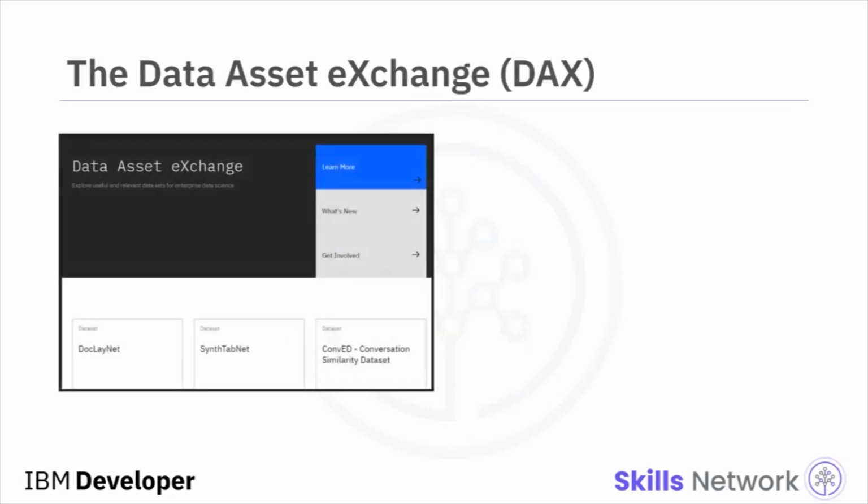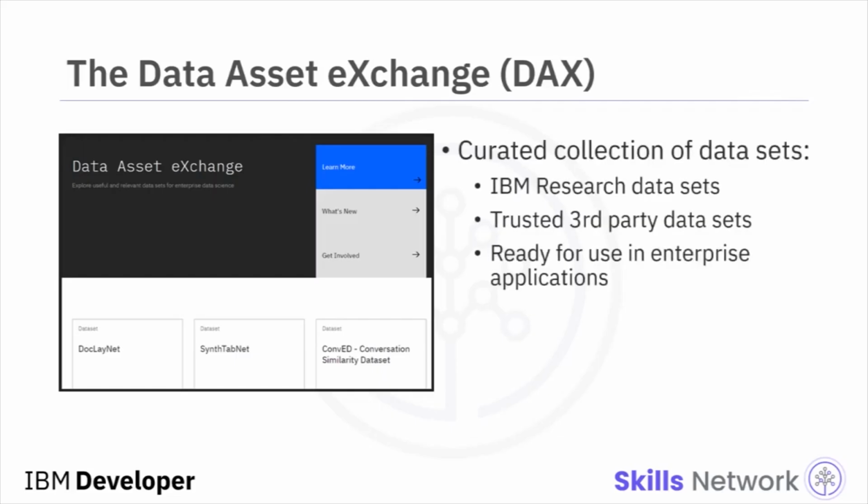Now, there are many open datasets available to the public, but it can be difficult to find datasets that are both high quality and have clearly defined license and usage terms. To help solve this challenge, IBM created the Data Asset Exchange, or DAX. DAX provides a curated collection of open datasets, both from IBM research and trusted third-party sources. These datasets are ready for use in enterprise applications with a wide variety of application types, including images, video, text, and audio.